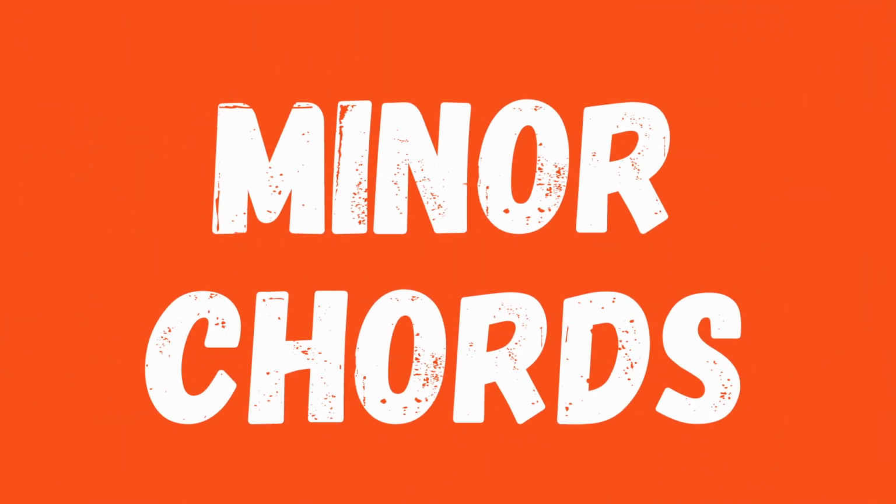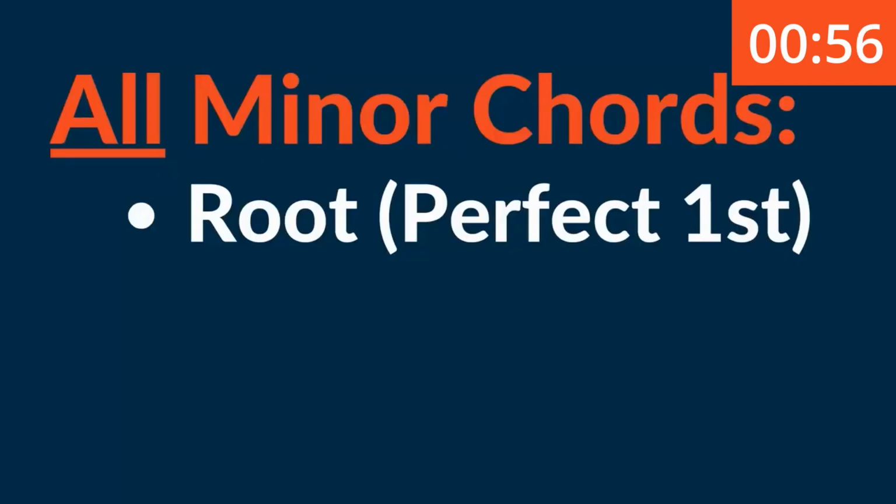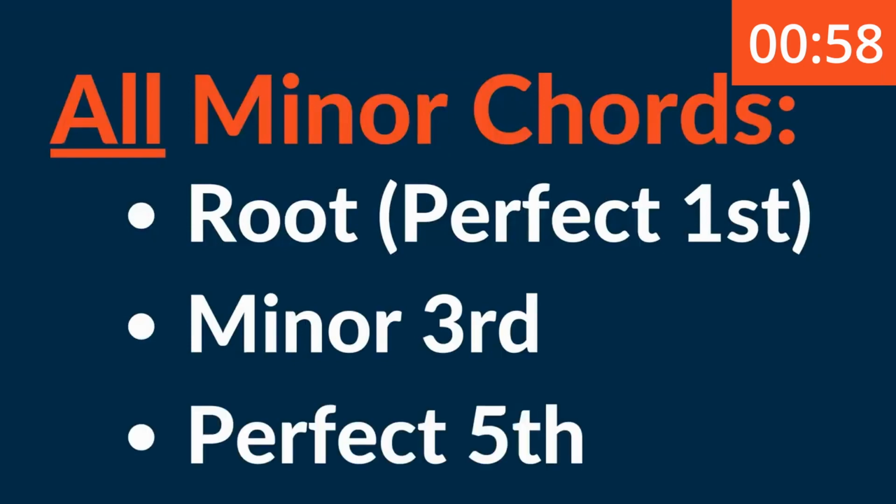Probably the second most common chord type of all is a minor triad, or a minor chord. So what is a minor triad? A minor triad is made up of your root note and then a minor third and a perfect fifth. The root note of your chord is going to be the name of the chord. So for example, if it's a D minor chord, the root note is a D.